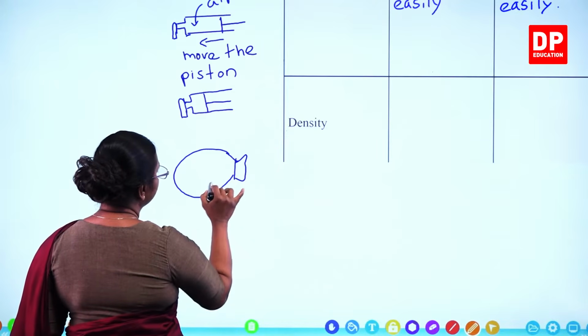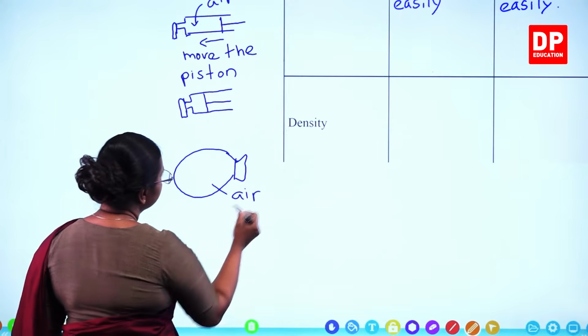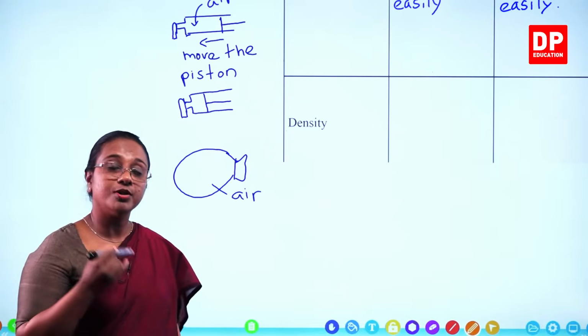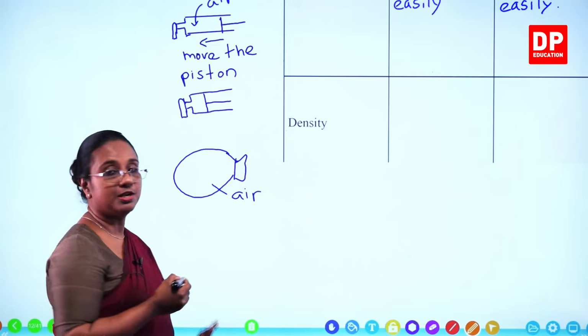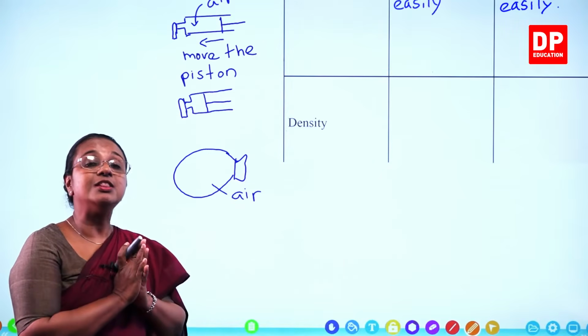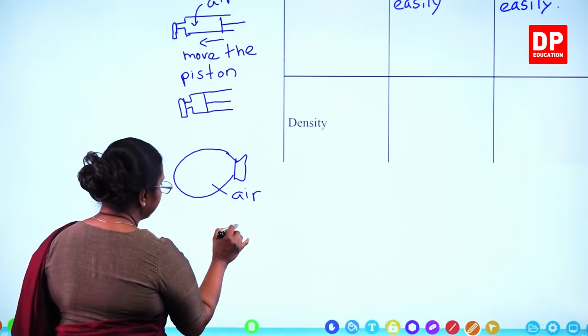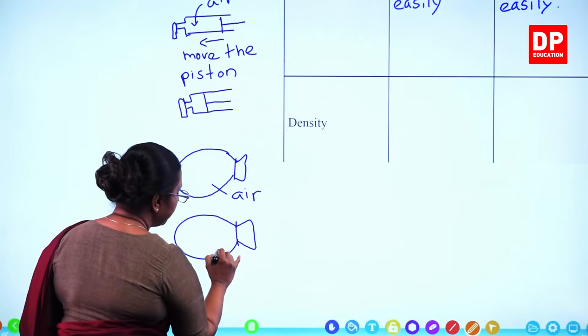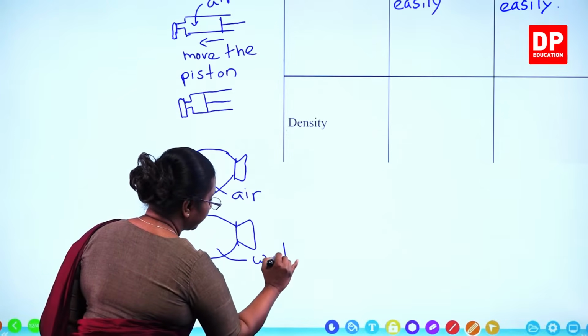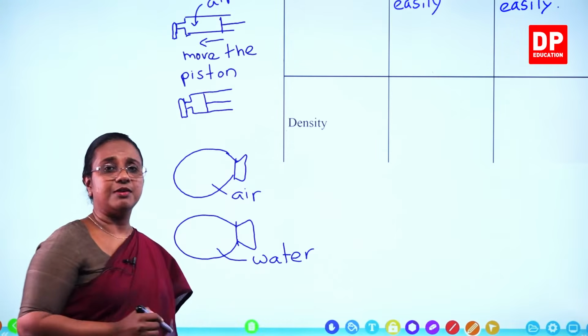So you had a balloon with air, and the mass of the balloon was measured. Now the same balloon, if you fill it with water, the same size, same shape, everything the same, but you fill it with water. And if you weigh it, what do you all think?